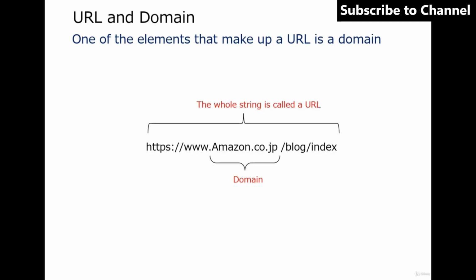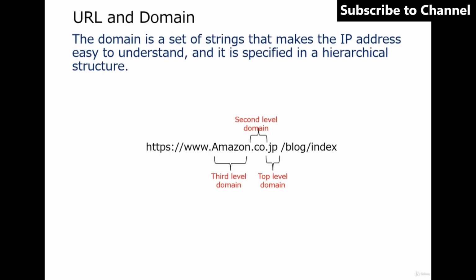Let's check the relationship between the URL and the domain. Part of the URL is called the domain. You can see it here. This is the typical domain. The URL is configured by a domain. A domain is a string that provides an easy-to-understand IP address for which there is only one on the internet. It is defined in a hierarchical structure.